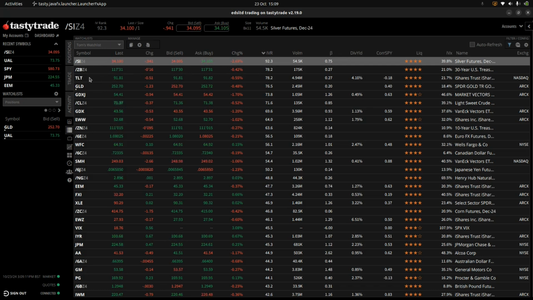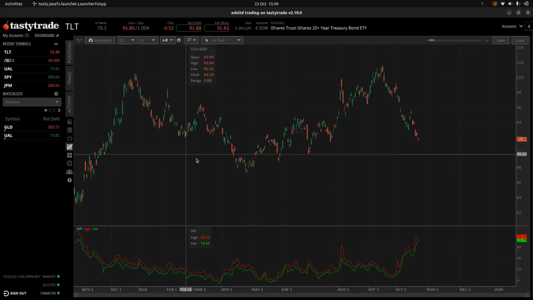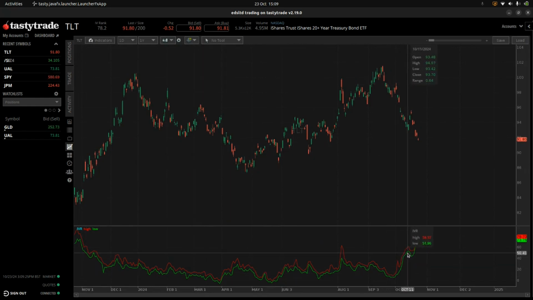We're not going to go over futures in this video, but we have got TLT here with an IV rank of 78.2 and an absolute IV level of 21.7. If we just have a look at that on the chart, as we can see here, IV rank is shooting up right now, and this is a perfect time to sell some contracts.